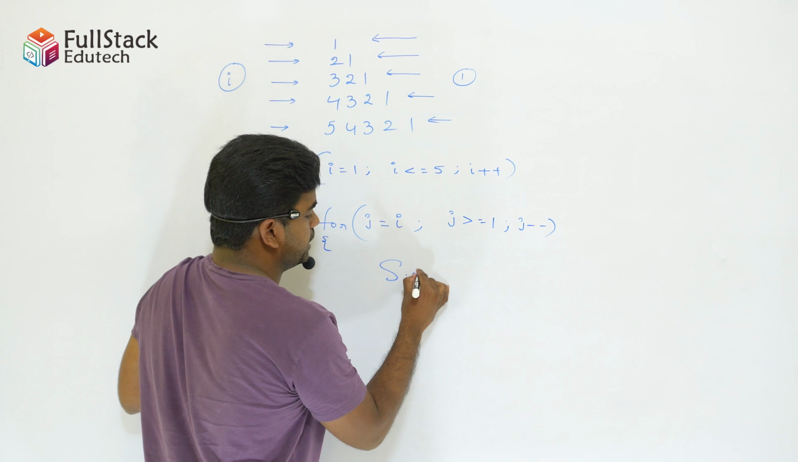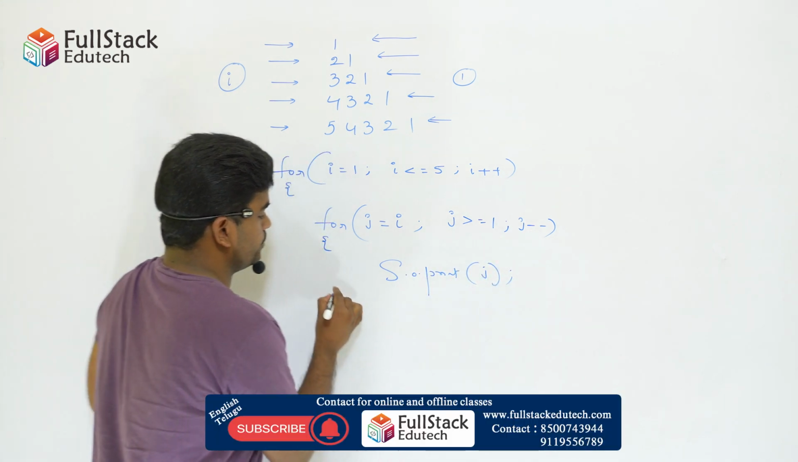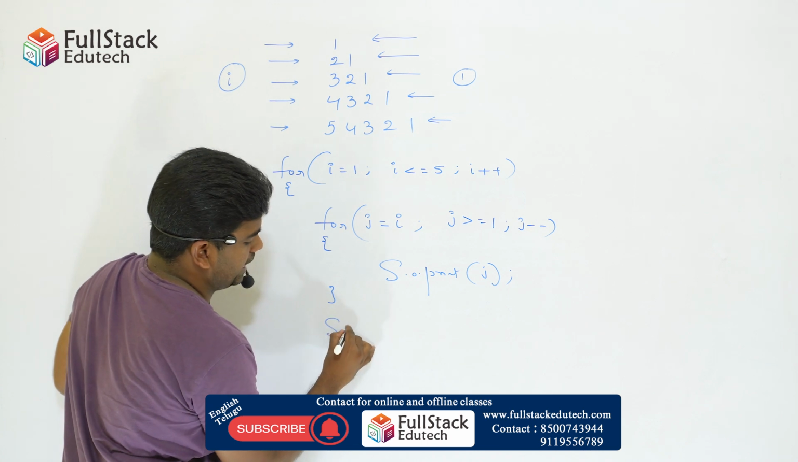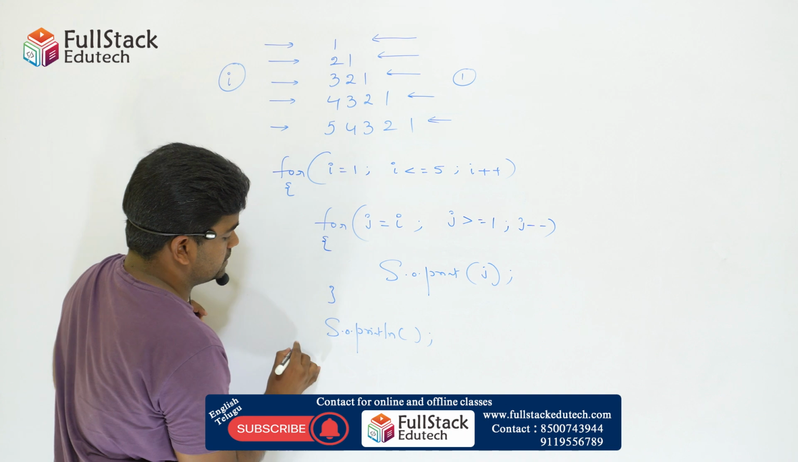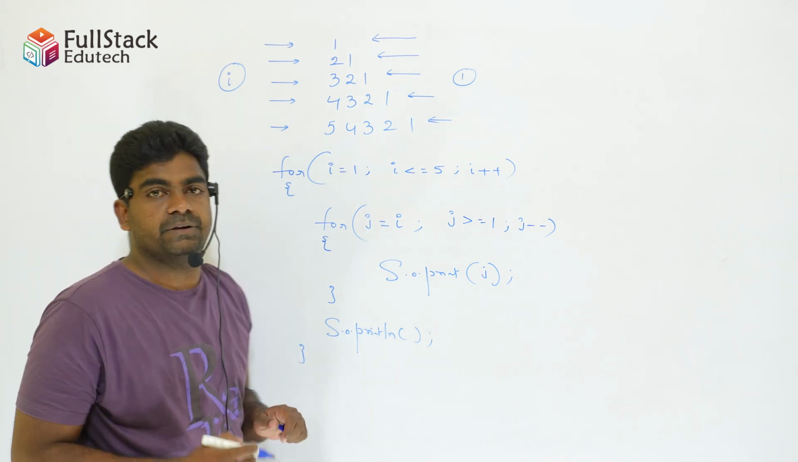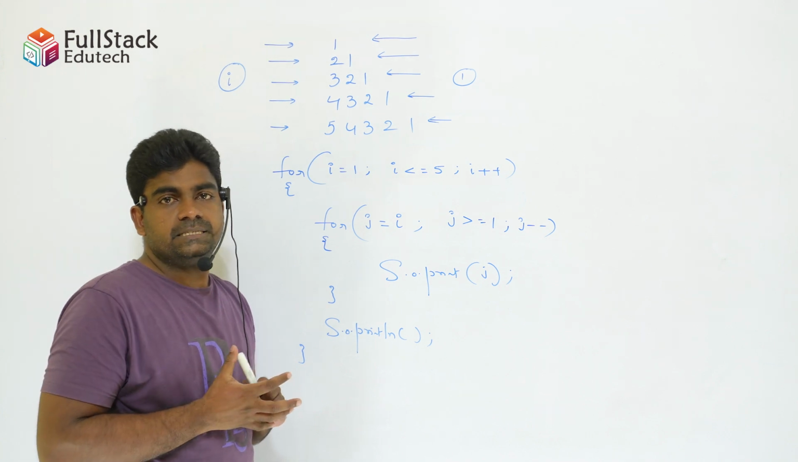And inside, you know, print that j value, and to send the control to the next line, we write System.out.println. This is the simple way of displaying this pattern.